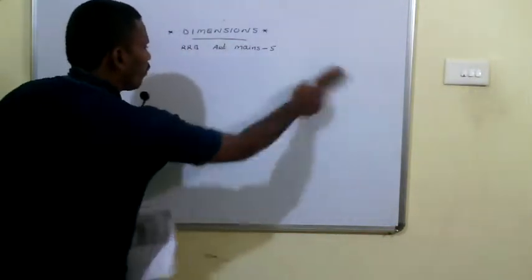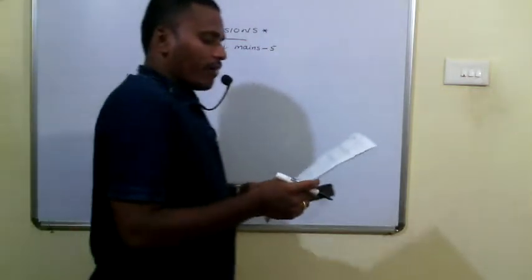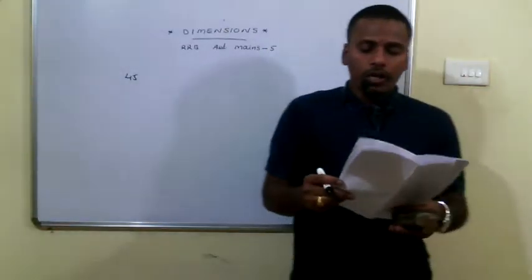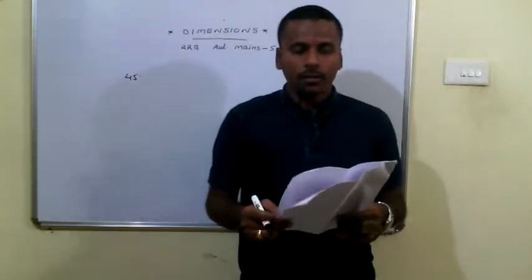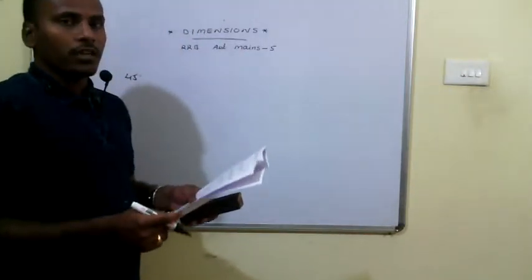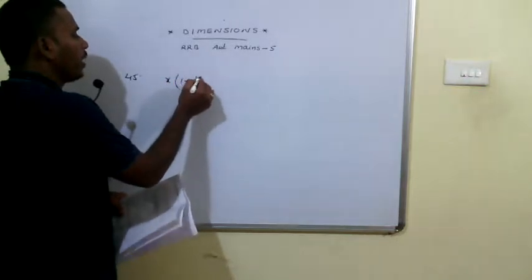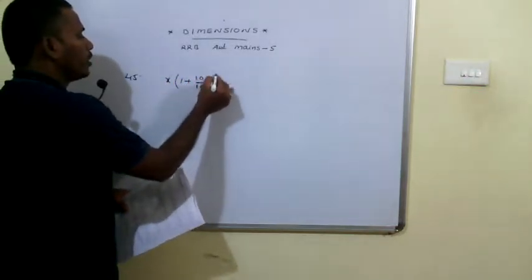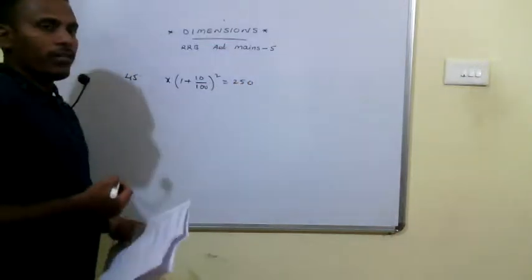Then coming to the 45th problem, it is given: what will be the present worth of 250 rupees due in 2 years at 4% per annum compound interest? Okay. See, present worth of 250 rupees due in 2 years at 4% compound interest. Okay. See, previously if it is suppose X and it is increased by 10% per annum for 2 years, then the final amount will be 250. From there we need to calculate the value of X.